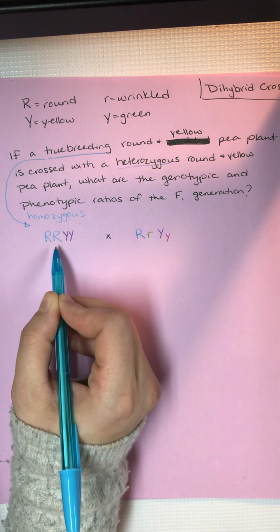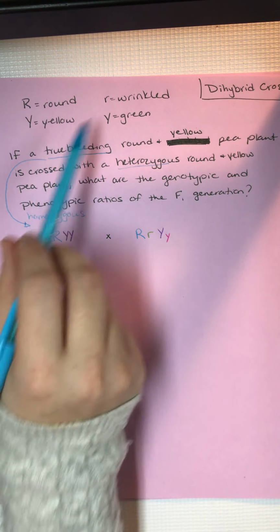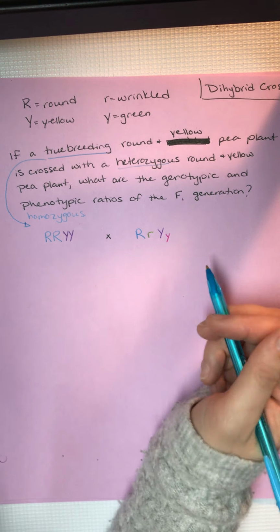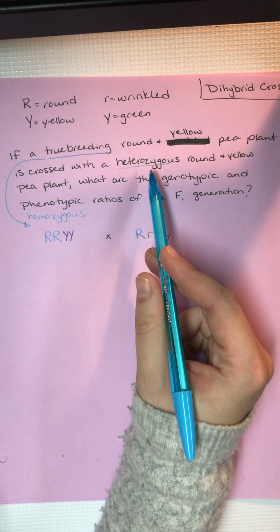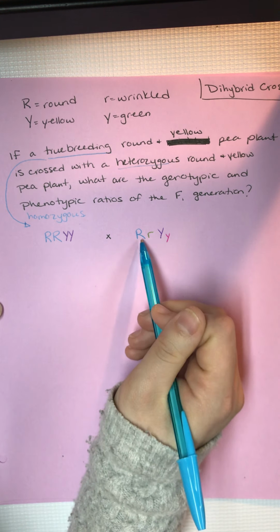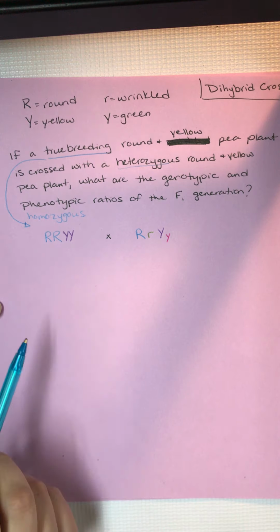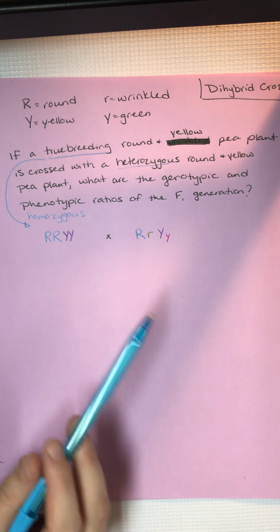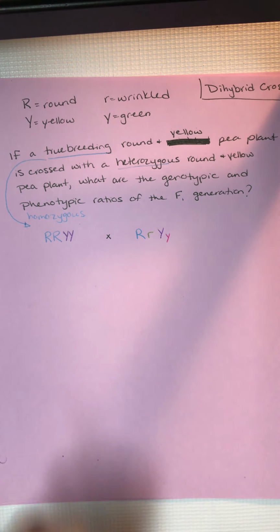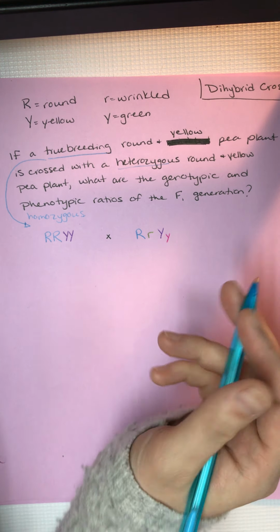So I've written out the genotype of that first parent plant. Okay, that's your first step after identifying your alleles. The next one is our heterozygous round and yellow, so heterozygous for both traits. So I've written out that genotype as well. Okay, this is the cross that we're going to do. And I just color coded it, I like color coding things, so maybe you'll also appreciate it.